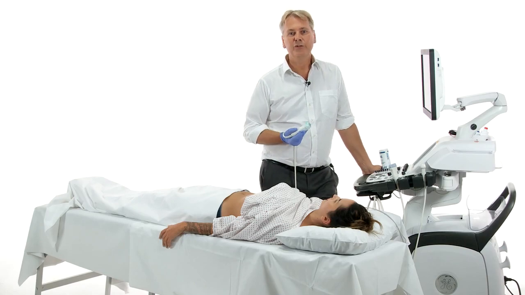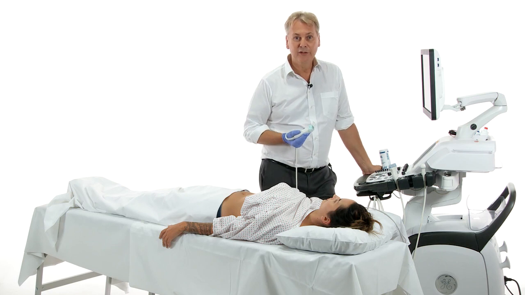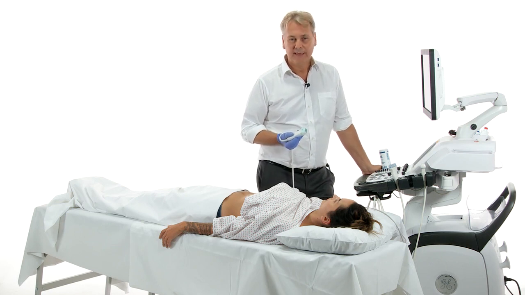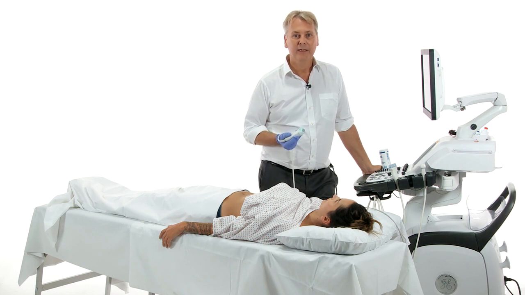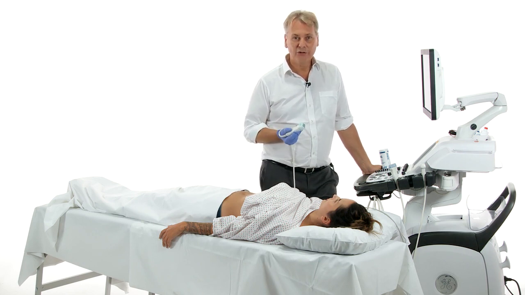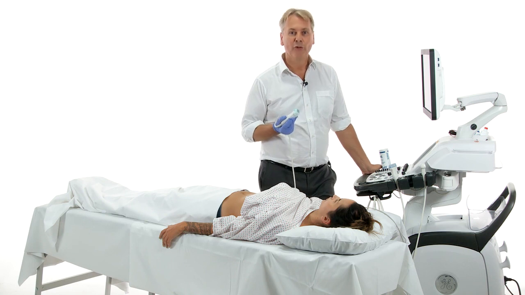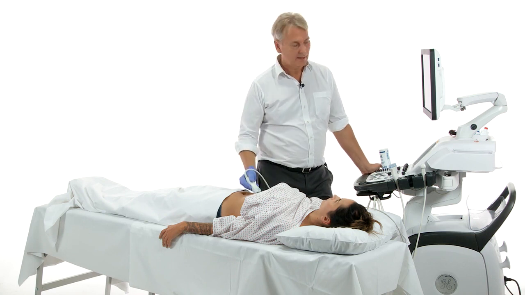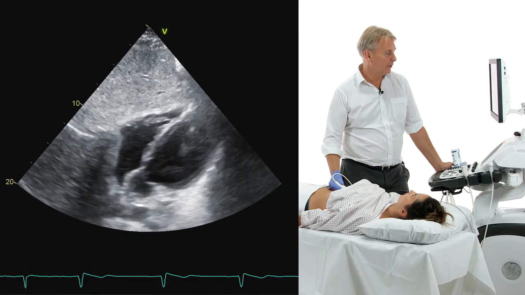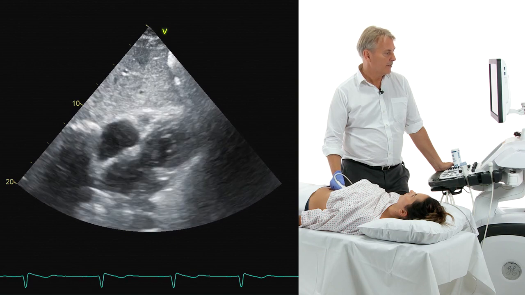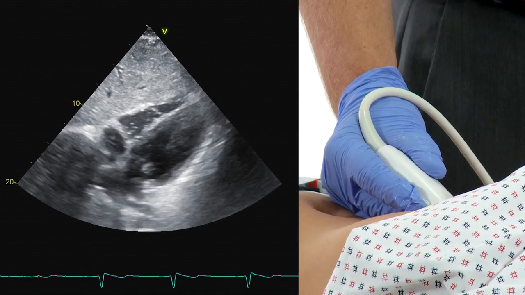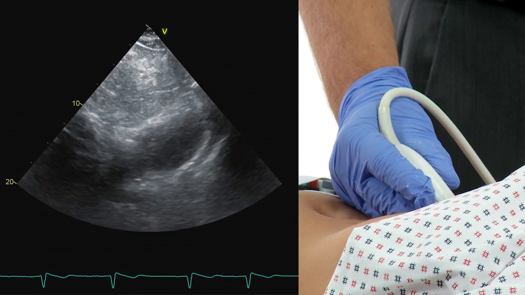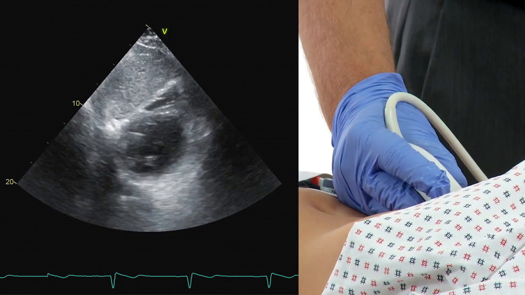Sometimes you do come into a situation where the only image window you have is the subcostal view. And to demonstrate all the structures of the heart, you have to be creative. And as a matter of fact, there is more to the subcostal window than the 4-chamber view. Let me show you. Let's start with the 4-chamber view, however, and then rotate the transducer. All of a sudden, you will get a short axis view of the left ventricle.